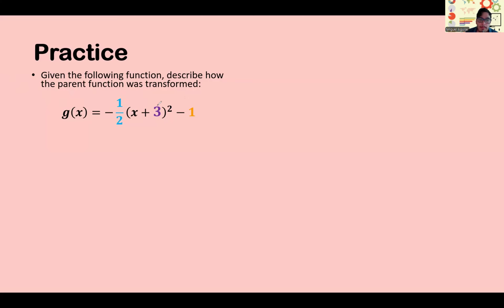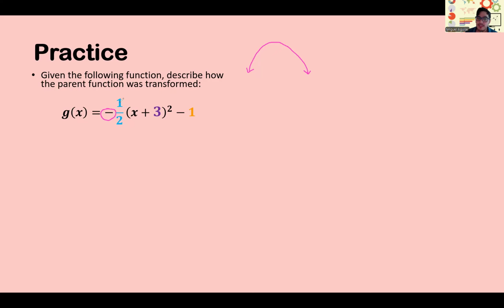Is one of them that we're reflecting? Yes, so because we have a negative sign, we know we're going to reflect across the x-axis, right? So our graph should be upside down. So we should be eventually looking at a U-shaped parabola that looks like this, upside down. Good one. What else is happening to the graph?